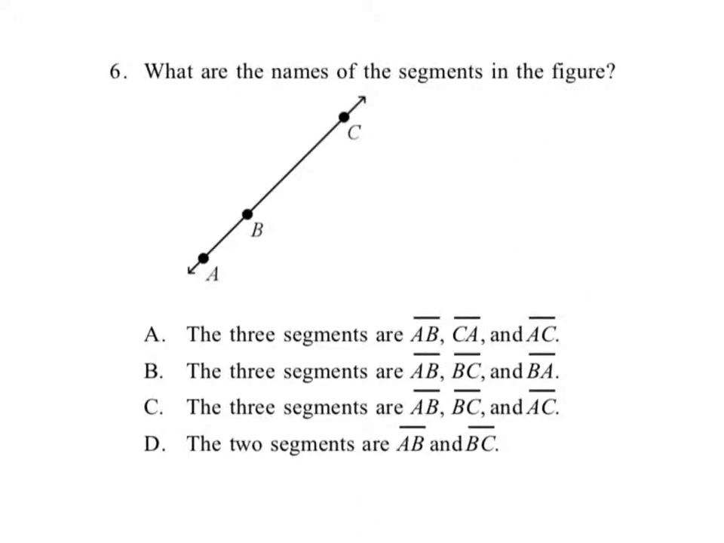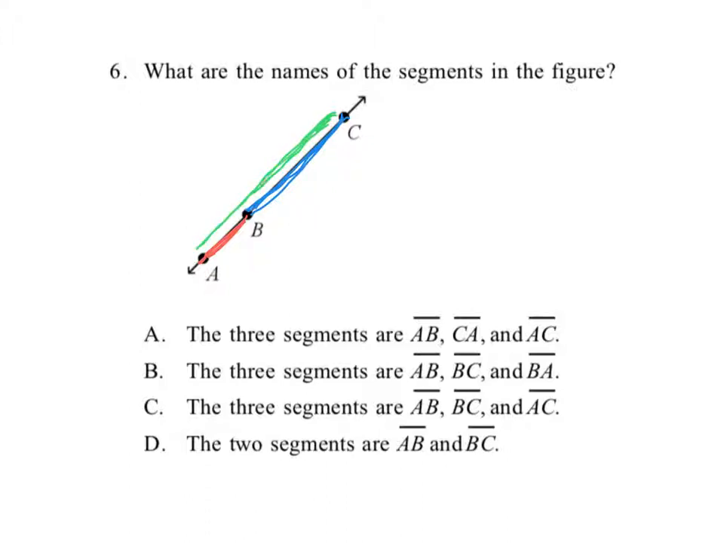What are the names of the segments in the figure? We're going to highlight them with 3 different colors. We have this segment, this short segment here. That segment. We have this segment. Remember, segments have 2 endpoints. And since we only have those 3 points, we can make 3 segments.